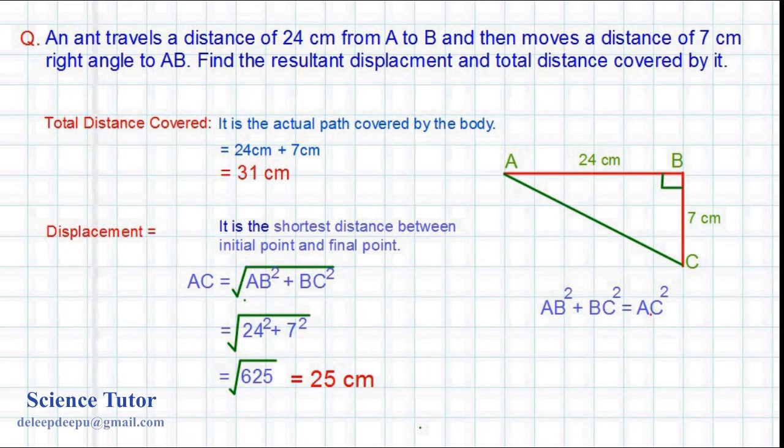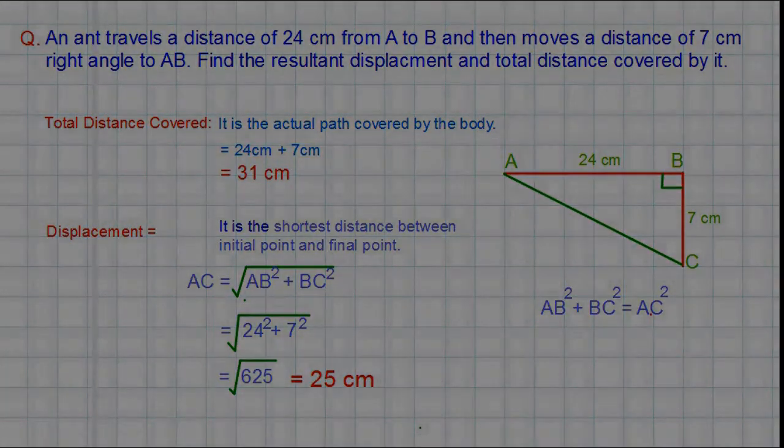So the first part, total distance covered is equal to 31 centimeters and displacement is equal to 25 centimeters. Hope you understood this problem. We can move to our next question.